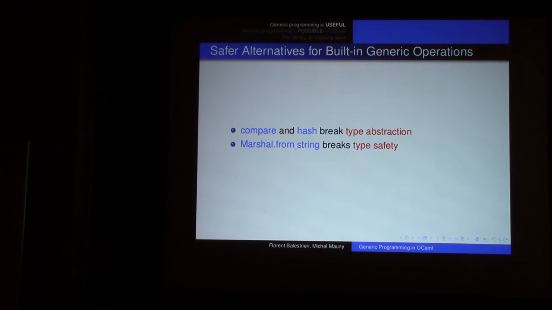And deserialization, in addition to breaking type abstraction, also breaks type safety, because there is nothing that enforces that the value we deserialize belongs to the type we want. So it's an unsafe cast, and it completely breaks the type system, and you can get segmentation faults if you're not careful.